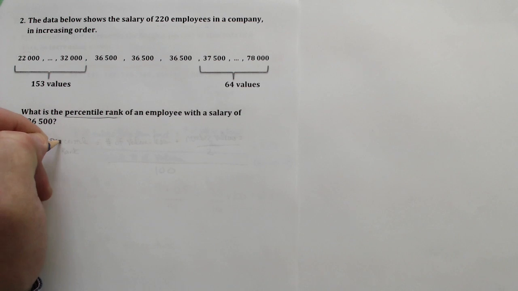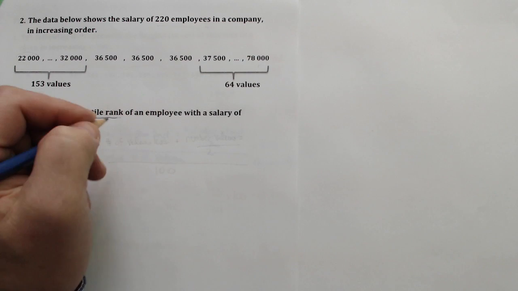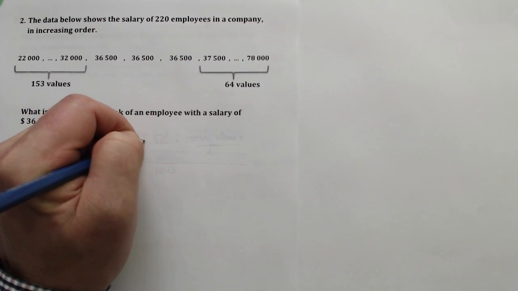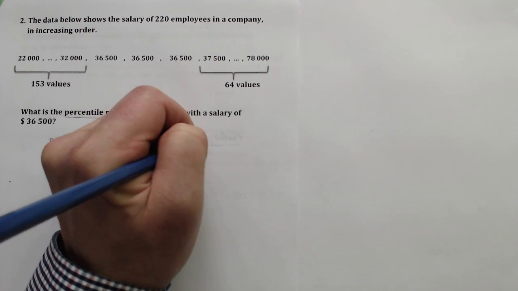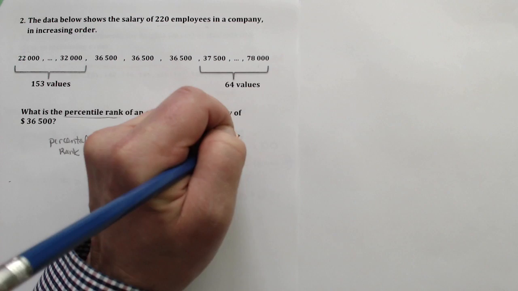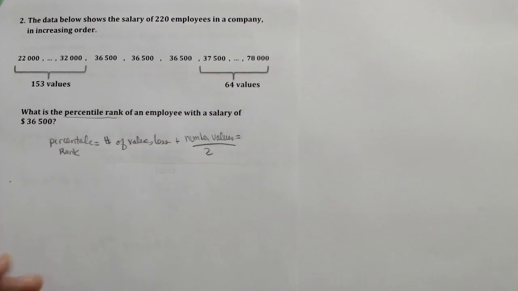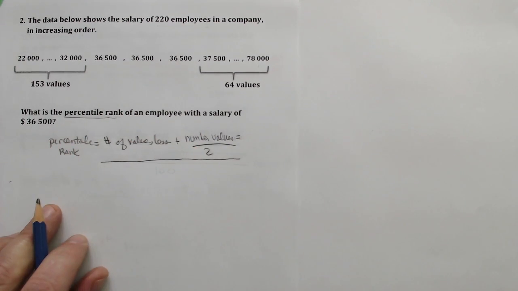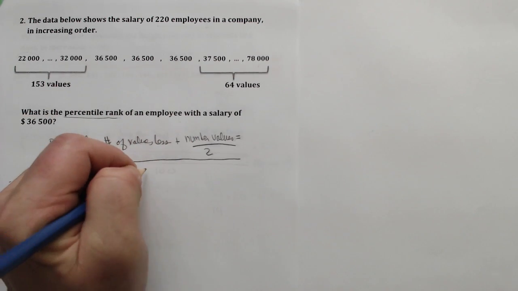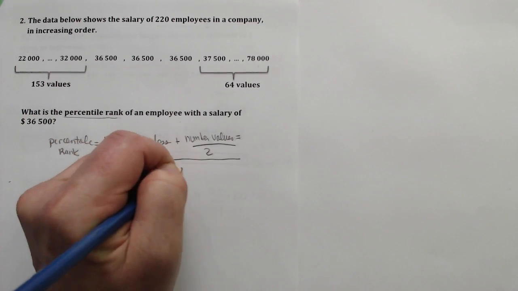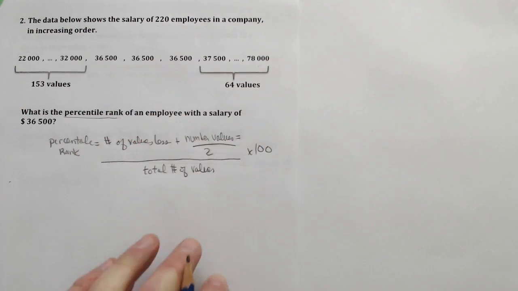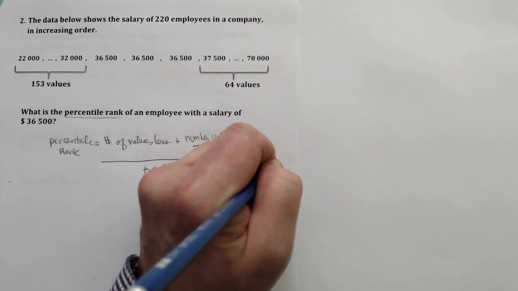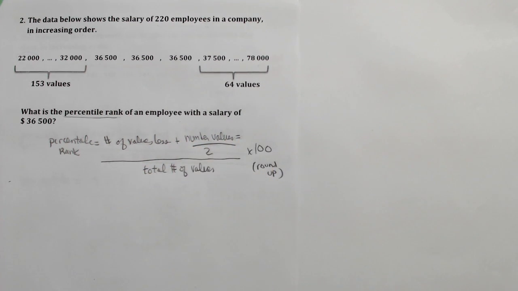So percentile rank, straight up formula, really easy to remember and manipulate, is equal to the number of values less than the target plus the number of values equal to the target divided by 2, and then we're going to take that whole thing and divide it by the total number of values, and we'll multiply that by 100, and then at the very end, always, always, always round up. And it's going to be interesting in this particular example when we see that.